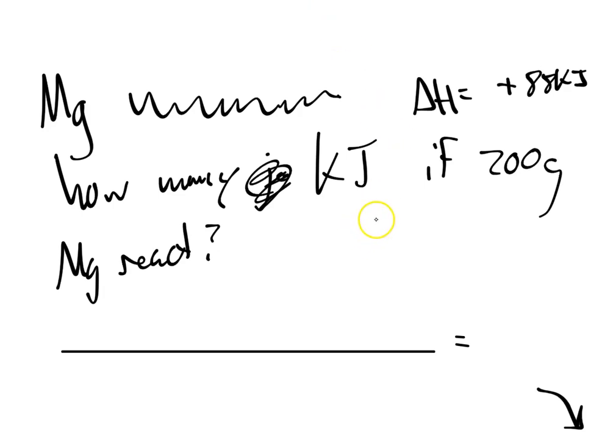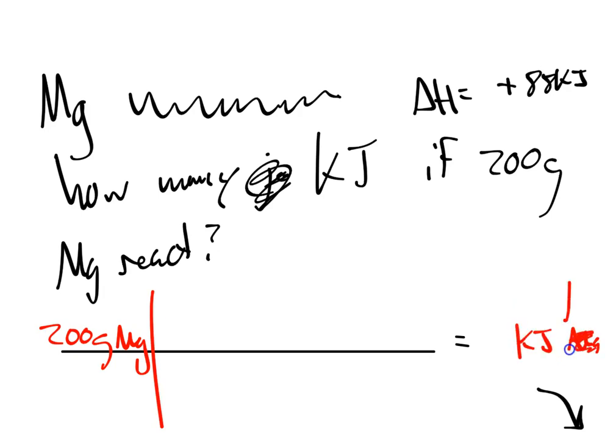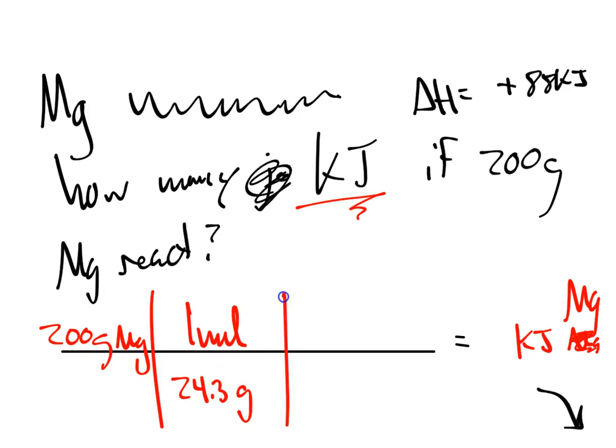So what's the given? 200 grams. I'm trying to find kilojoules, right? Of Mg. Yeah, it said how many kilojoules. I tried to make it so you didn't do the conversion, and maybe that made it worse. So 24.3 grams per 1 mole, right? If you didn't put the 0.3, I still think you're a good person.